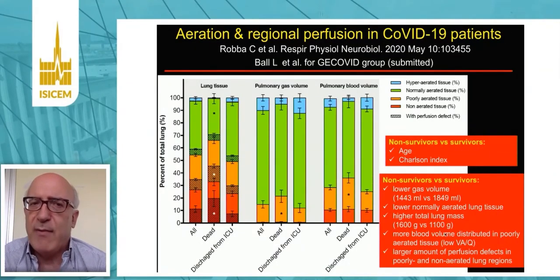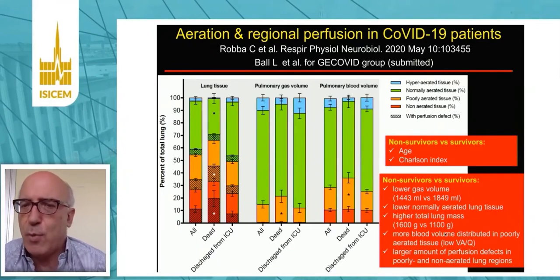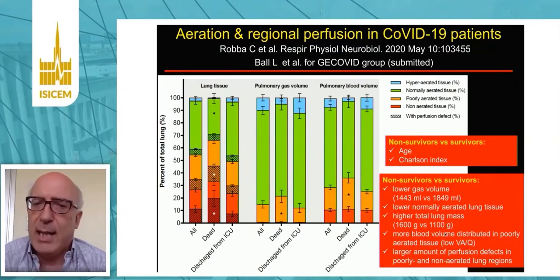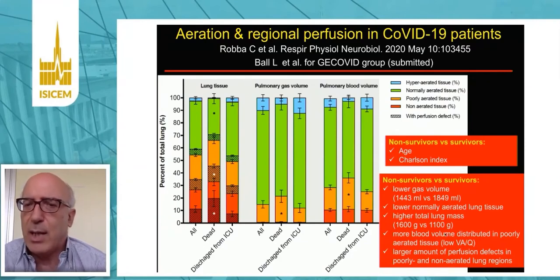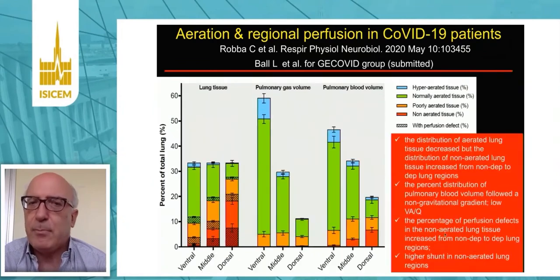When we look at survivors and non-survivors in terms of lung tissue, pulmonary gas volume, and pulmonary blood volume, as shown here in blue, hyperaerated tissue, green, normally aerated tissue, orange, poorly aerated tissue, red, non-aerated tissue, and in dash, perfusion defect. We found that non-survivors versus survivors showed lower gas volume, 1 liter and a half versus 1 liter and 900, lower normally aerated lung tissue, higher total lung mass, 1 kilo and 600 grams versus 1 kilo 100 grams, more blood volume distributed in poorly aerated tissue, increasing low VQ areas, and a larger amount of perfusion defects in poorly and non-aerated lung regions.